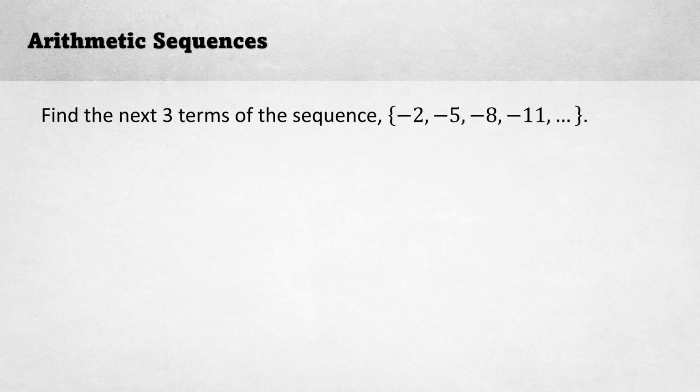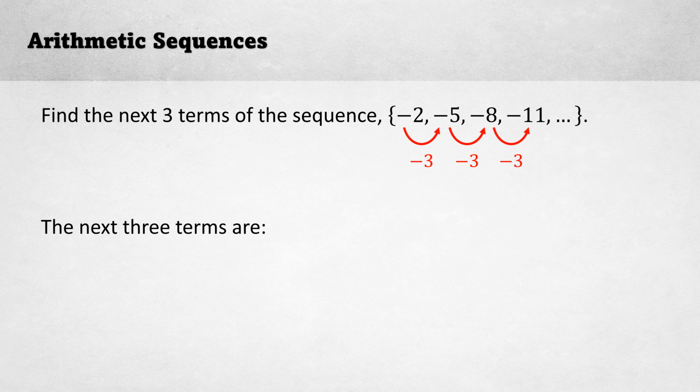Here we're asked to find the next 3 terms of the sequence. We can see that -2 minus 3 is -5, -5 minus 3 is -8, and -8 minus 3 is -11. So it seems like the common difference is -3. In that case, we subtract each term by 3 to get to the next term. That is, the next 3 terms are -14, -17, and -20.